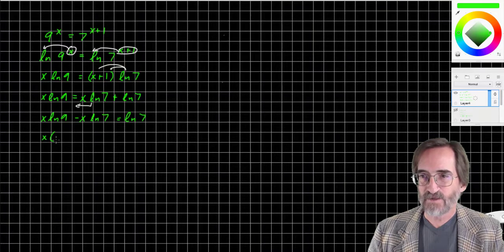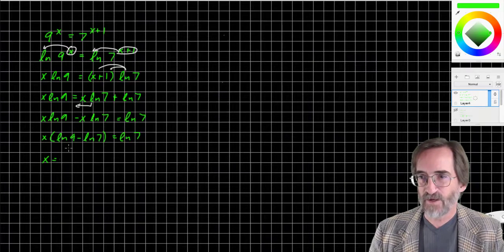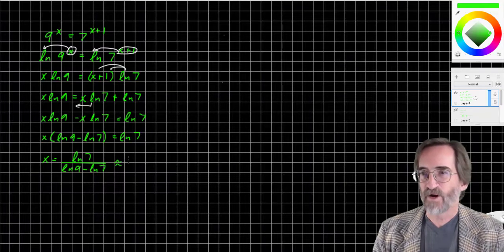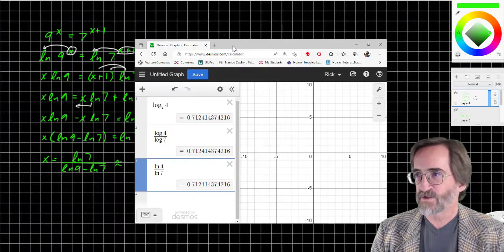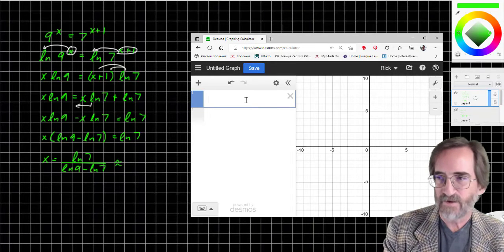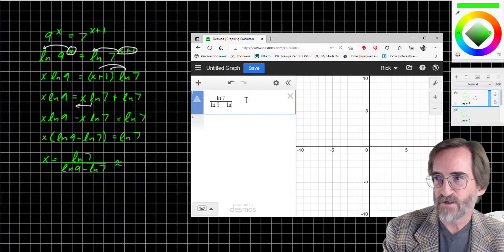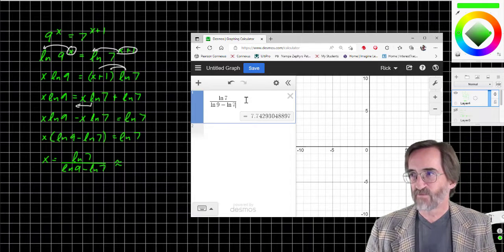Factor an x out. x times (ln 9 minus ln 7) equals ln 7. x now equals, divide by ln 9 minus ln 7: ln 7 divided by ln 9 minus ln 7. Okay, and we can get a decimal approximation using Desmos. Ln 7 divided by ln 9 minus ln 7 is about 7.74.